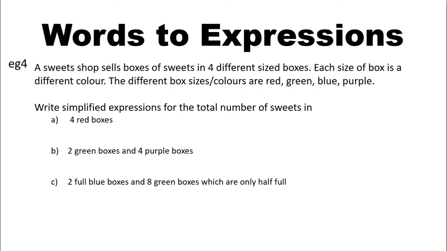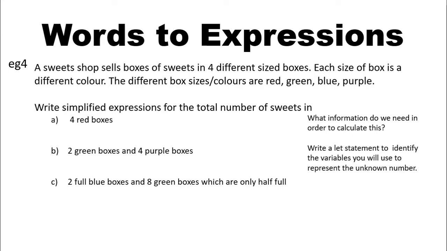Let's write a simplified expression for the total number of sweets in 4 red boxes, 2 green boxes and 4 purple boxes, 2 full blue boxes, and 8 green boxes which are only half full. Now this may look a bit confusing because there's a lot of things that we don't know in this question. Let's start by identifying what information we need in order to calculate this. If I want to find out how many sweets are in 4 red boxes, I know how many boxes there are, but I don't know how many sweets there are in each one.